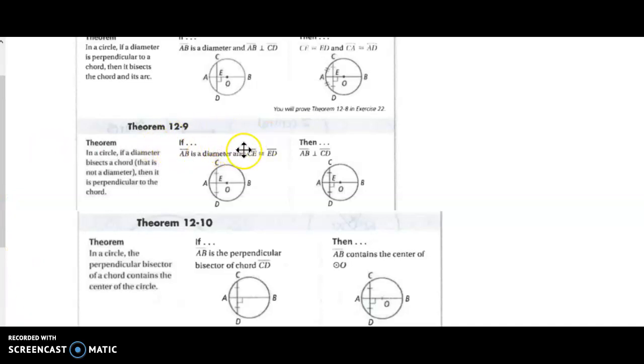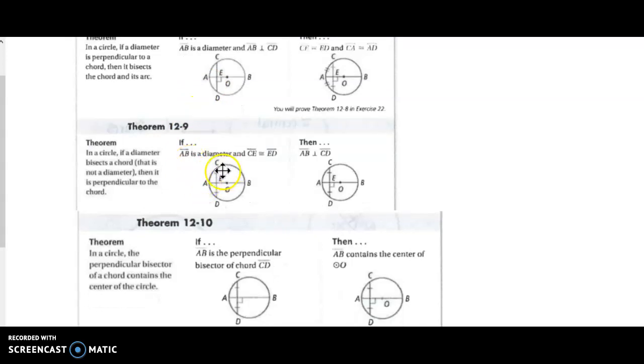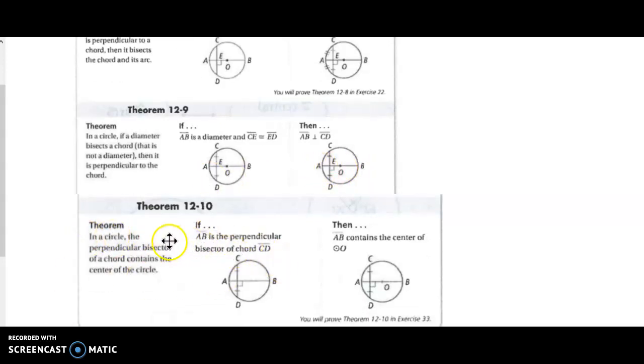Theorem 12.9 is just the converse of 12.8. If you know that a diameter bisects a chord, then that means that it has to be perpendicular to the chord. And then this theorem 12.10 here: in a circle, the perpendicular bisector of a chord contains the center of the circle, meaning it just goes through the center of the circle.